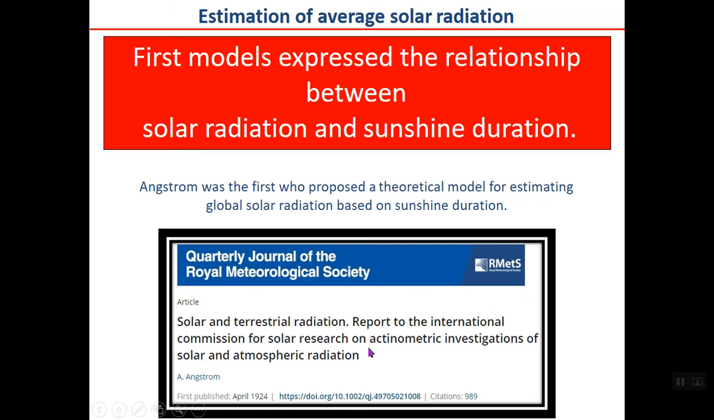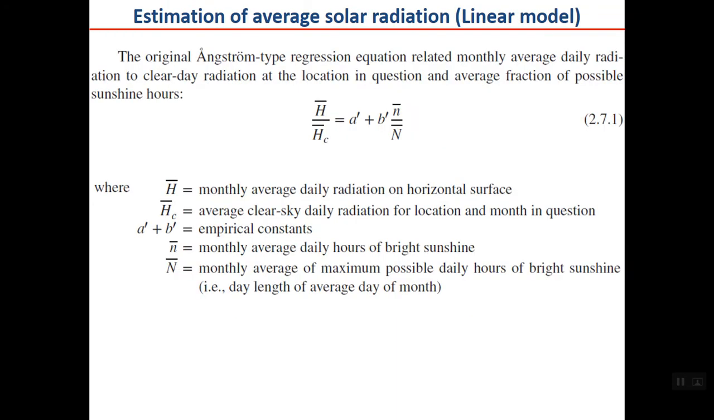Report to the International Commission for Solar Research, and this is actually the first published model for modeling the solar radiation, and it goes back to 1924, presented by Angstrom. This is the Angstrom original model.